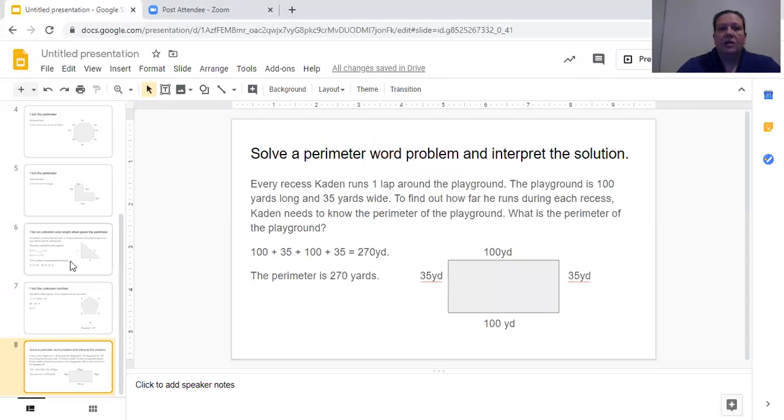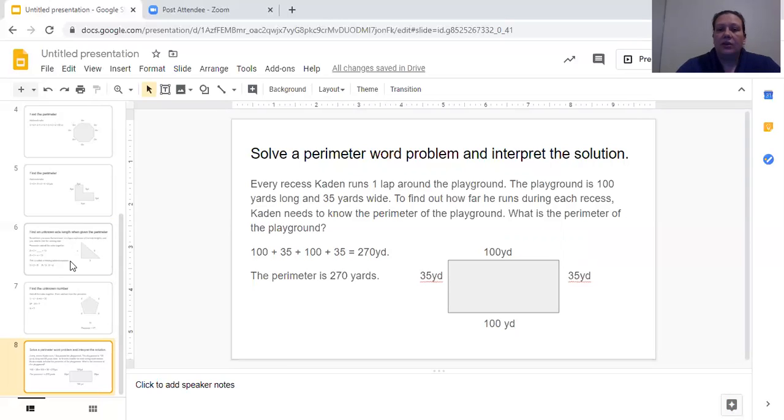And last, our objective for today is to solve a perimeter word problem and interpret the solution. Every recess, Hayden runs 1 lap around the playground. The playground is 100 yards long and 35 yards wide. To find out how far he runs during each recess, Katie needs to know the perimeter of the playground. What is the perimeter of the playground?